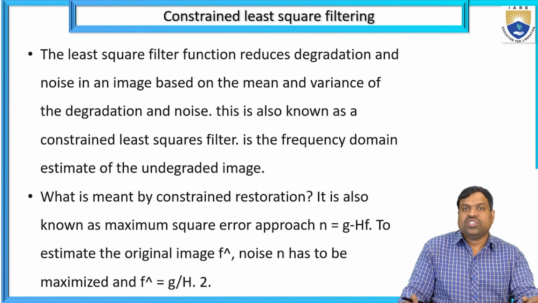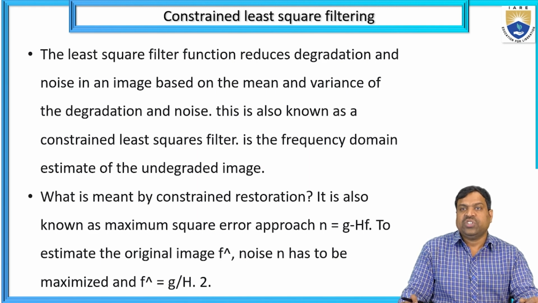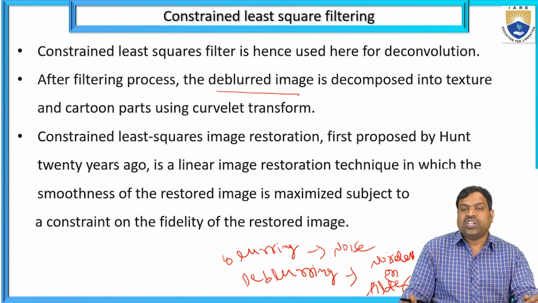So in constrained least square filtering, it is the function which reduces the degradation of the noise in the image, based on the mean and variance of the degradation of the noise. It is also called CLS, constrained least square filtering. It is the deconvolution process which is used for deblurring of the image.